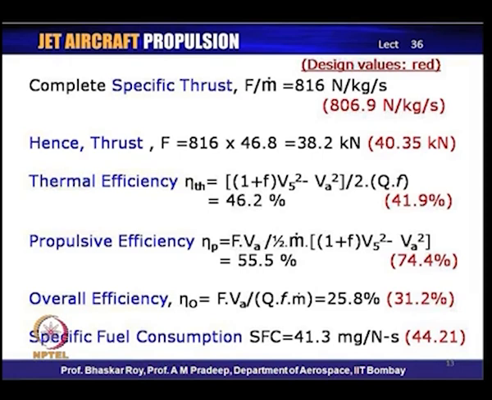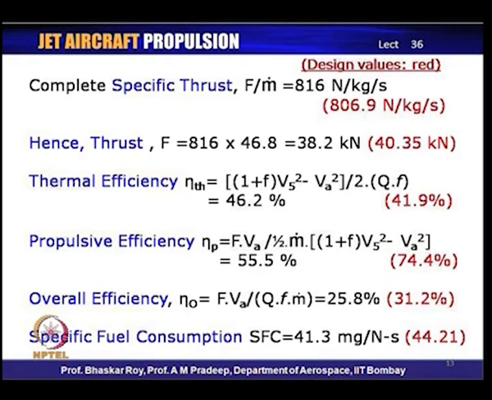So, now you can see here that even if the specific thrust is higher than the design value, the actual value of the thrust would be lower, because the mass flow was quite a lot lower, almost 5 to 8% lower than the design value, and as a result the actual value of the thrust is also lower at 38.2 kilonewtons.